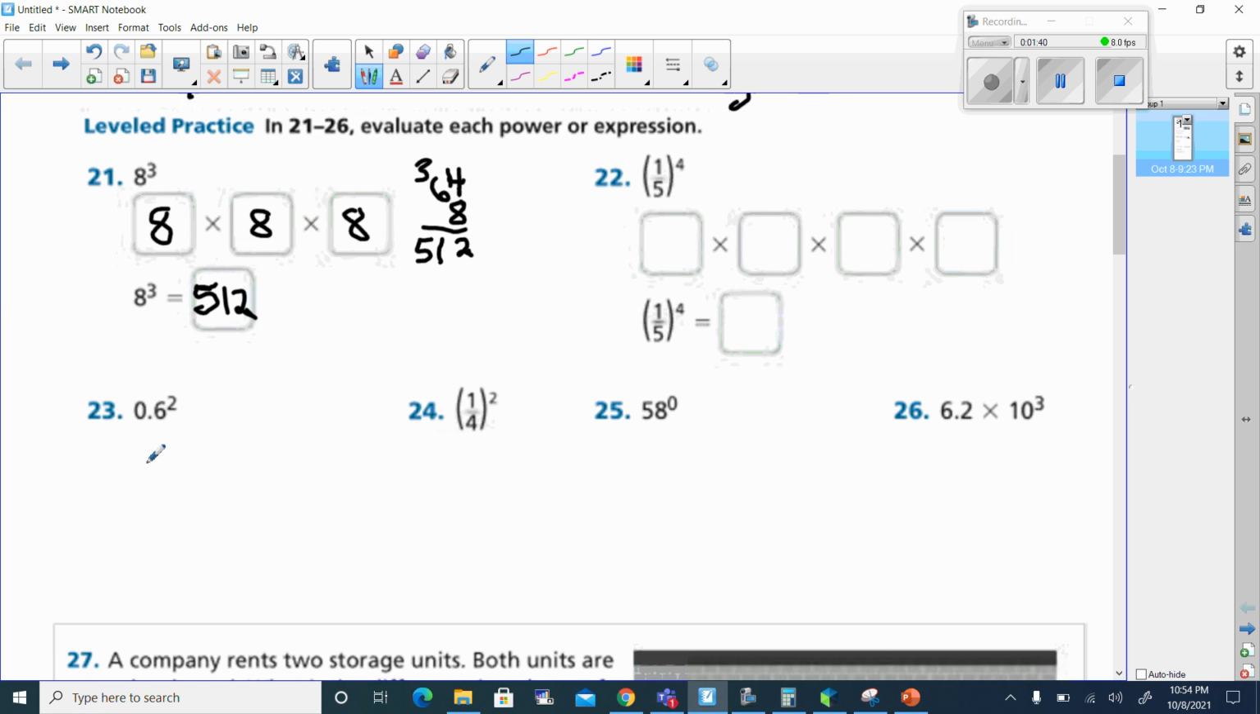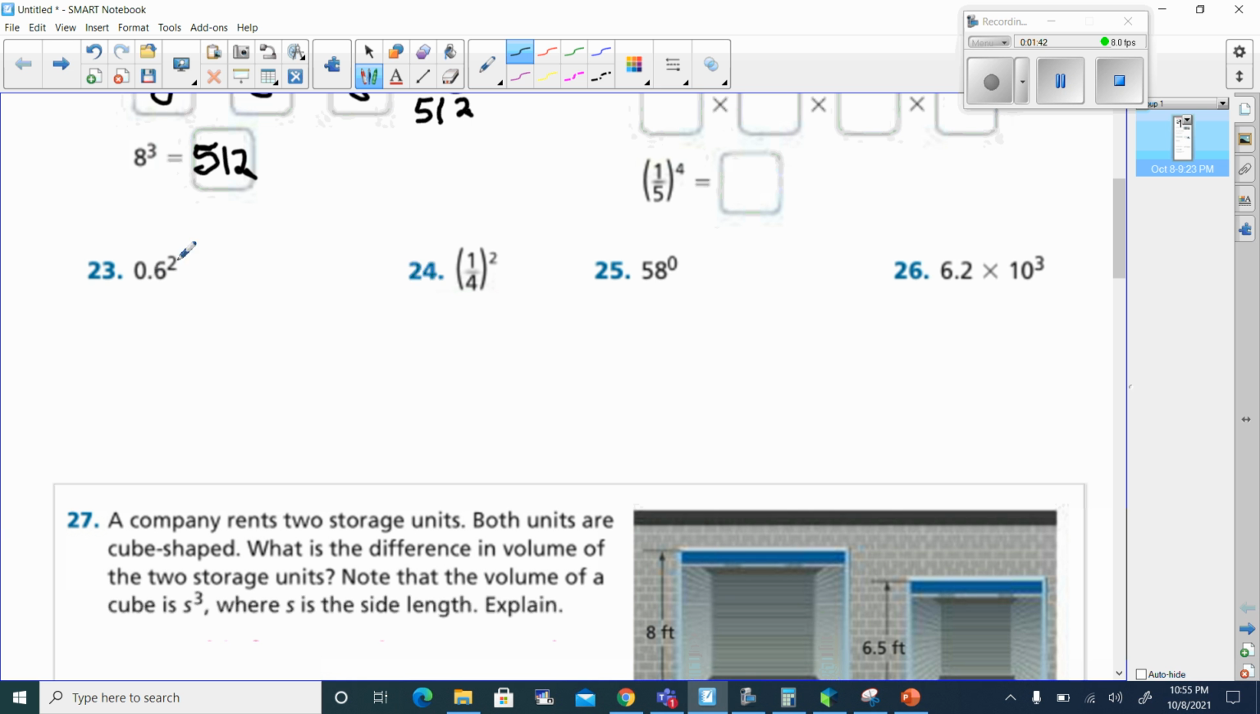All right, number 23 says 0.6 to the 2nd power. That's 0.6 times 0.6. And we know that 6 times 6 is 36. Since we have 2 places for our decimals here to move over, that means I got to move it over 2 places, and this is going to be 0.36. So this equals 0.36.